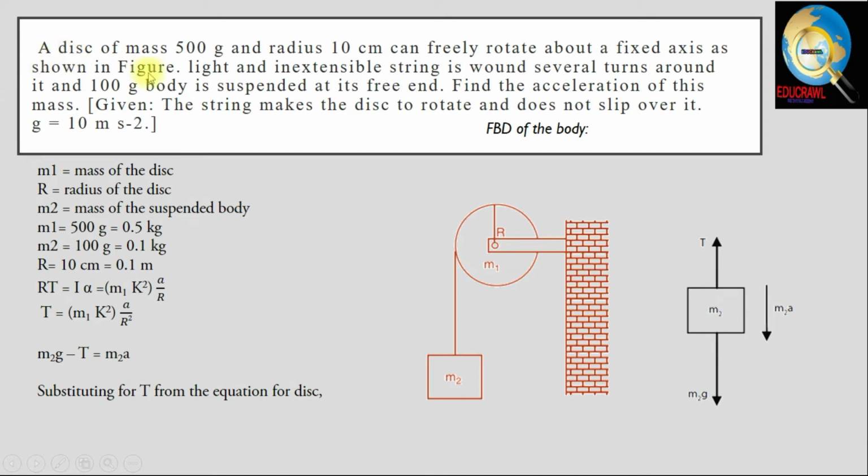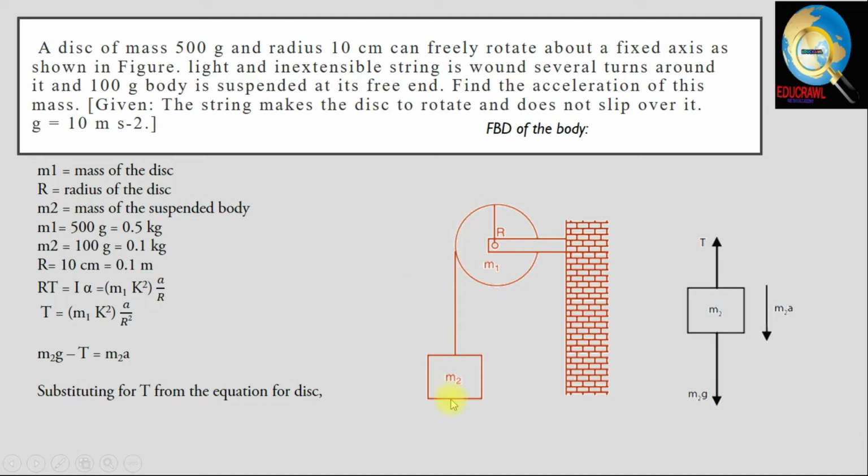The next problem: a disk of mass 500 gram and radius 10 centimeter can freely rotate about a fixed axis as shown in the figure. A light and inextensible string is wound several turns around it and a 100-gram body is suspended at its free end. Find the acceleration of this mass. So m1 is the mass of the disk whose radius is r. m2 is the mass of the suspended body. Converting all these masses into SI unit, we have m1 as 0.5 kg, m2 as 0.1 kg, r is 0.1 meter.